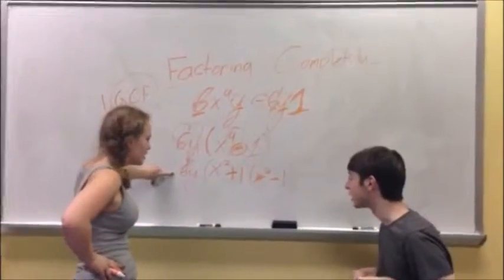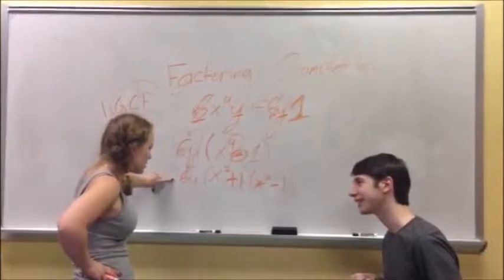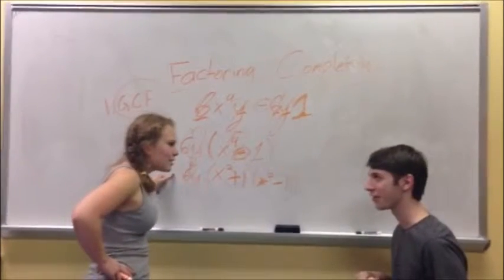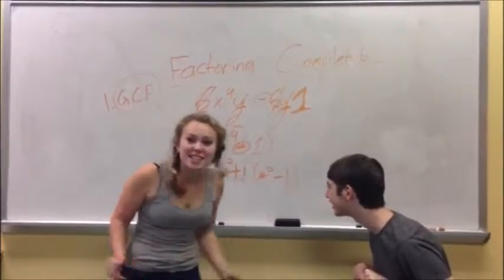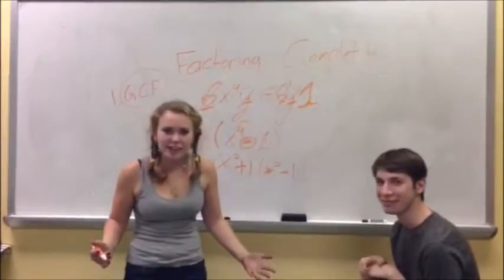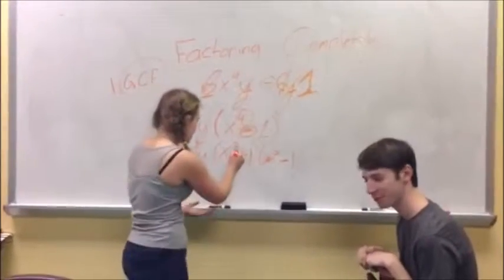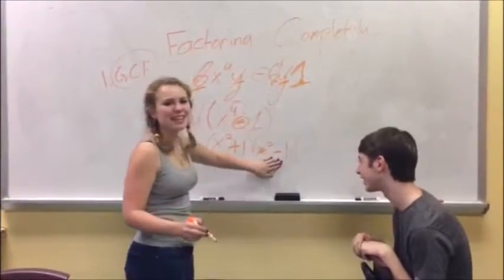But teach, it doesn't look complete yet. It's not complete yet. What do you mean? There's another perfect square in here? Another difference? It's not that one, because that's an addition sign, plus. So it's got to be that one.